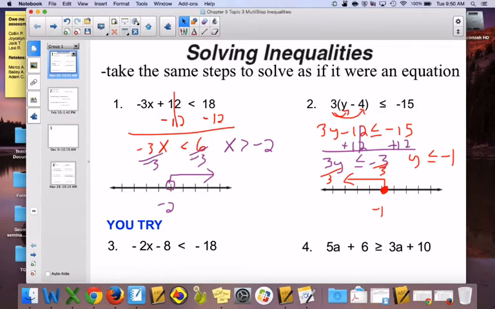Okay, so you should pause the video and take a look at the Try-Its below and try those two problems out.